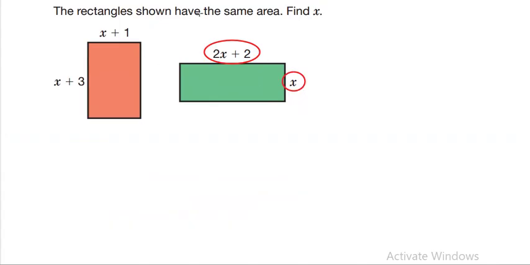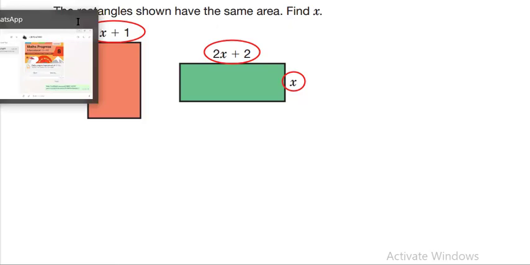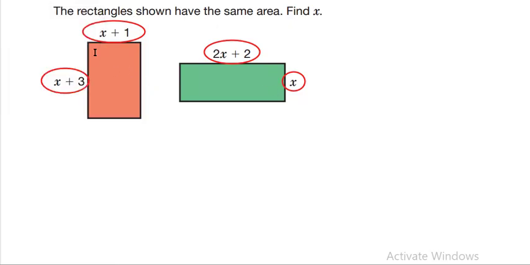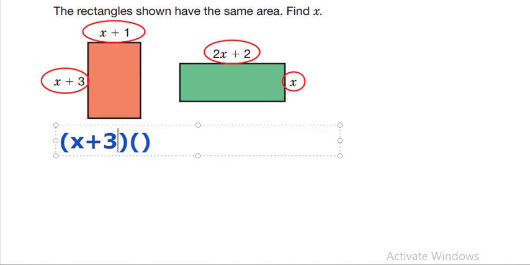Now, the width and the length, when you multiply them, will equal the width and the length when you multiply them on this rectangle. So this means I have to write an equation that has these multiplied here. I'll do it here. So two brackets. The first one is x plus 3, and then the second one is x plus 1. This is the area of this rectangle.